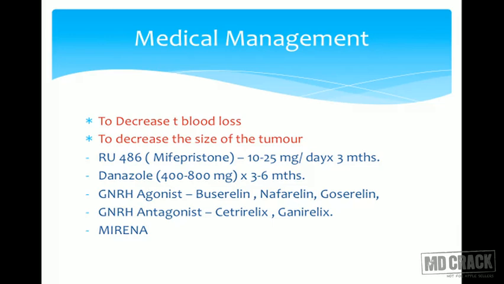Medical management is also considered to decrease the size of the tumor. So before surgery, we want to shrink the myoma in size so that the surgery can be done easily and with less damage to the myometrium. So we can have medical management in the form of RU486, that is mifepristone, or danazol, or GNRH agonists like buserelin, nafarelin, goserelin, GNRH antagonists like cetrorelix and ganirelix, or even Mirena.